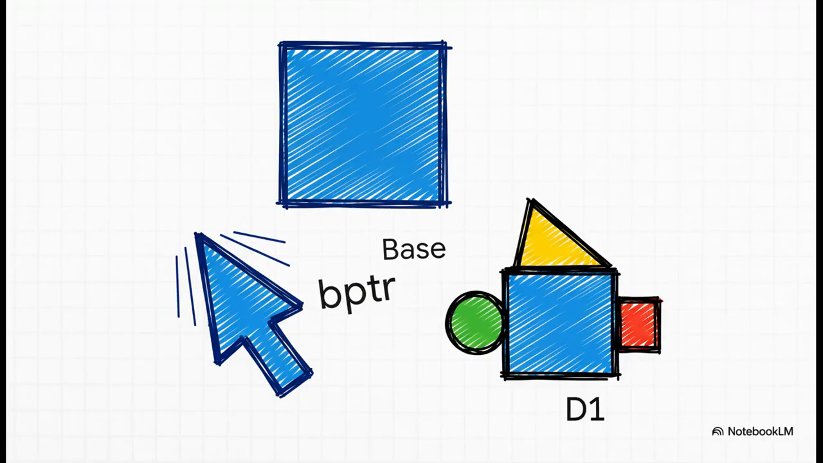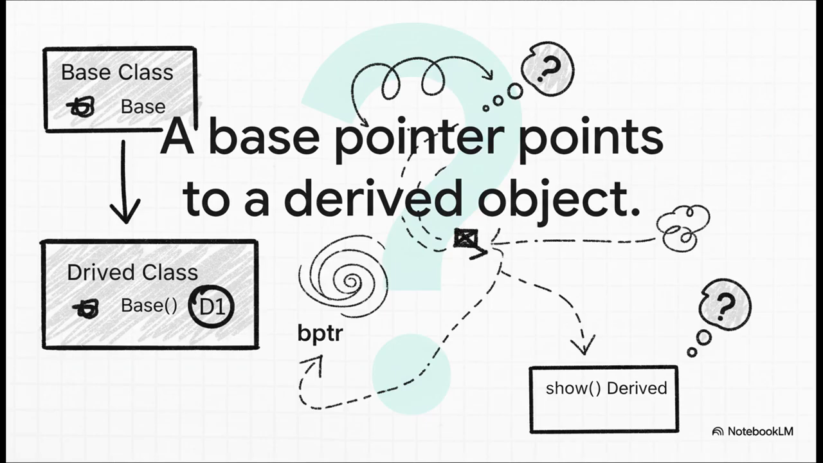So one of the most powerful things about C++ inheritance is this. A pointer to a base class can also point to an object of a derived class. This is awesome. It gives us a ton of flexibility, but it also opens up a really important question. So here's the scenario. We have a base class pointer, but it's pointing to a derived class object.